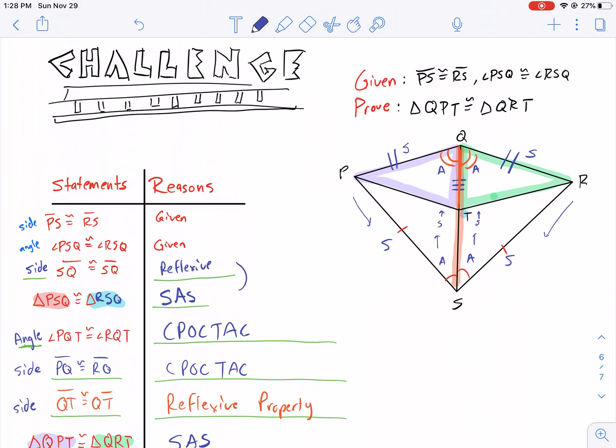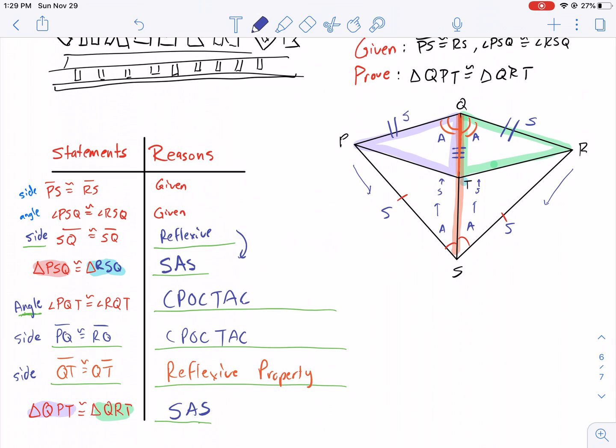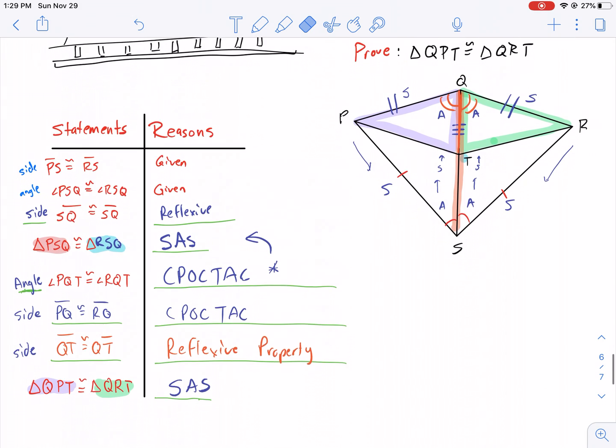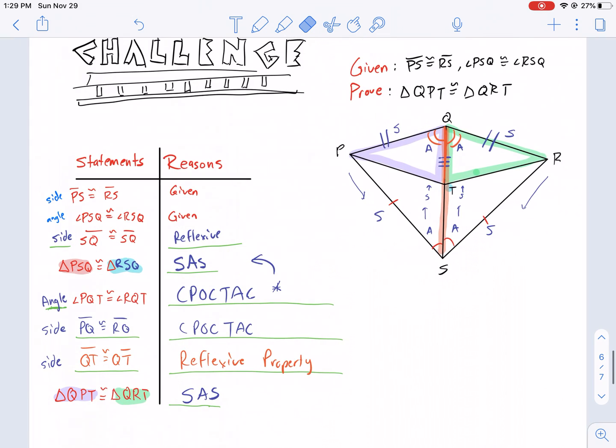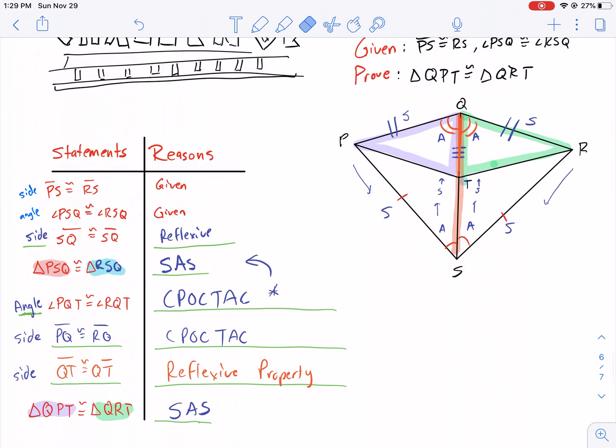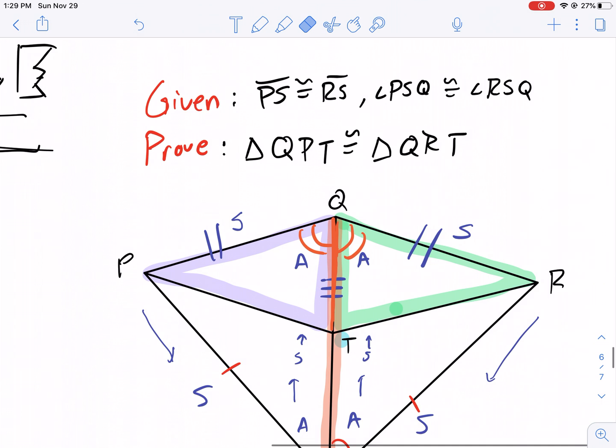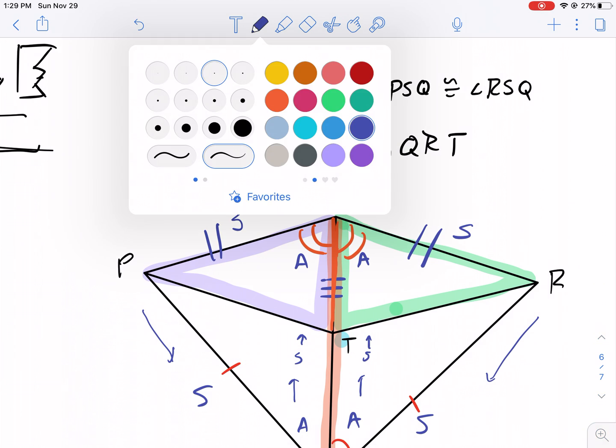Remember, you're always building an argument from one step to the other. Sometimes once you get to side, angle, side, you know you're going to have to use CPOC-TAC only after you prove a triangle congruent. Other thing is, you can always look to the diagram for additional information. The givens should lead you somewhere, the diagram should lead you somewhere, and then you can look to the prove to kind of direct you on where to go after that.